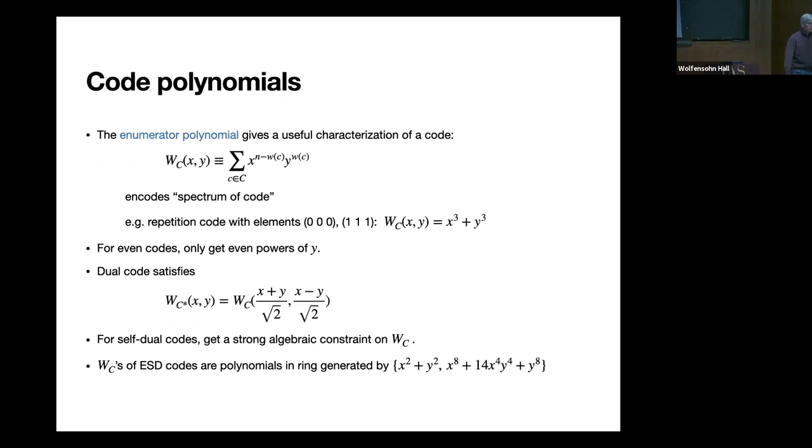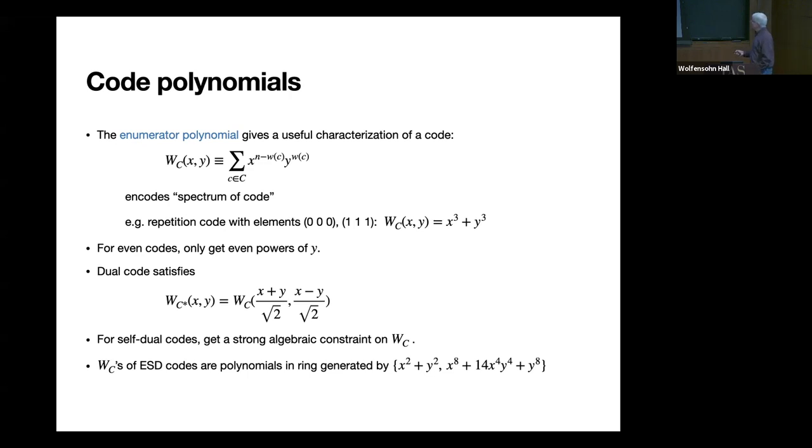Okay. So a convenient way of characterizing a code is called the enumerator polynomial. It's kind of like a partition function of a code. What it does is it counts the number of code words of each different weight. So it's a polynomial in x and y. x is there mainly to make it homogeneous. y gets raised to the power of the weight of a code word. And when you sum this over the entire code, the coefficients will give you the number of code words of weight w of c. So the repetition code, for example, which has just two elements, would have an enumerator polynomial x cubed plus y cubed. For even codes, you'll only get even powers of y because these w's are all even.